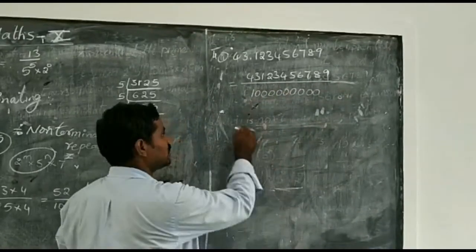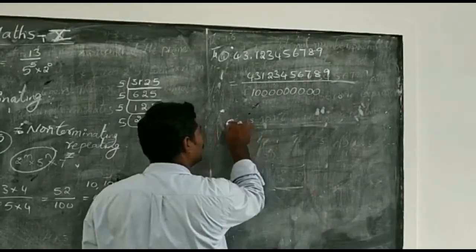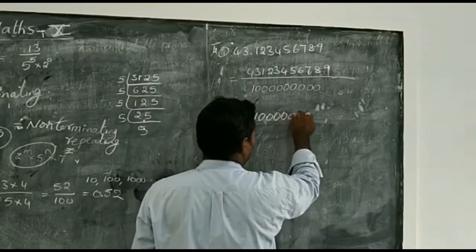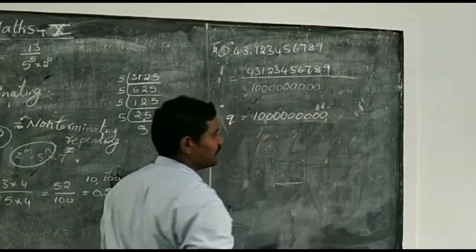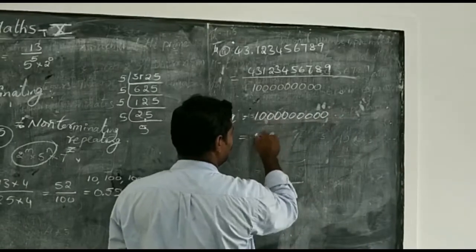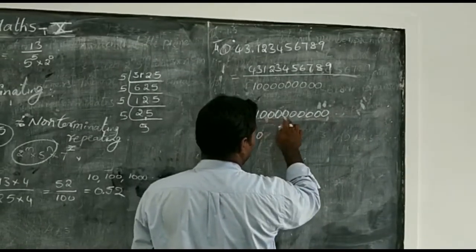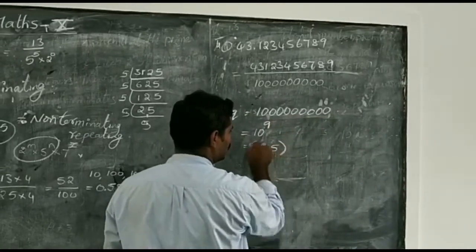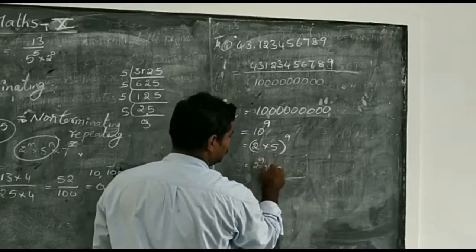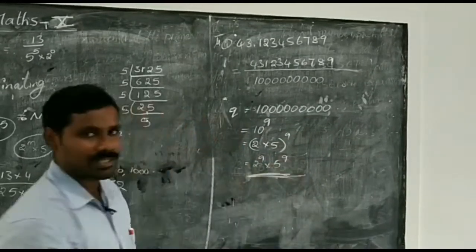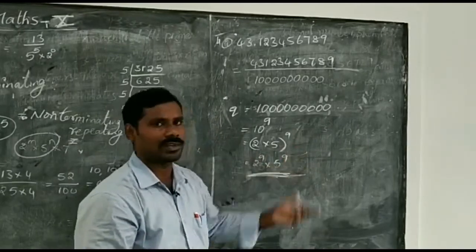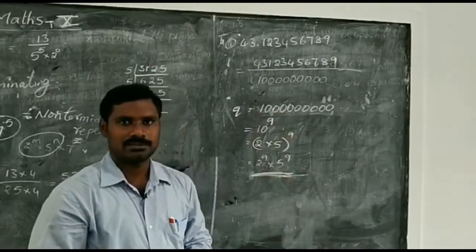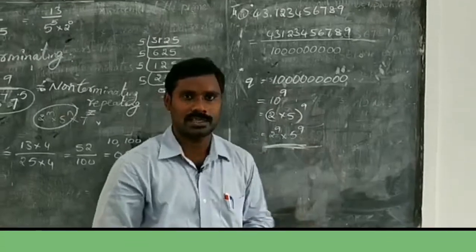Now this can be written in the form of q. In this case q equals 10 to the power of 9, which can be factorized as 2 into 5 whole to the power of 9, that is 2 power 9 into 5 power 9. Now q is in the form of 2 power m into 5 power n. So it is a rational number. It is a terminating decimal. Like this you have to complete this total exercise.